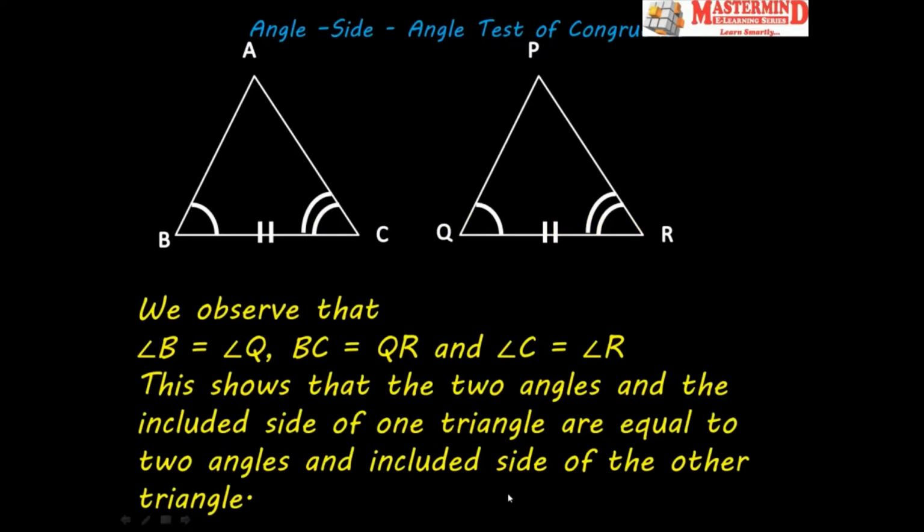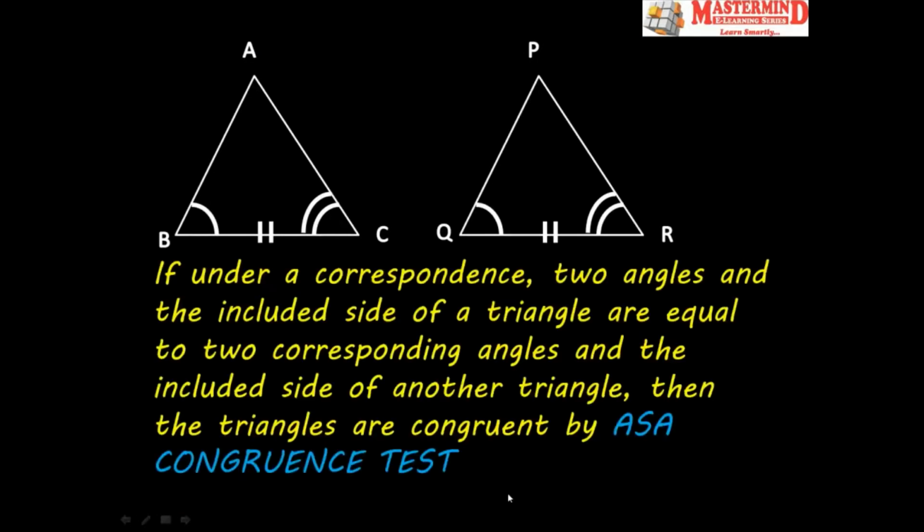So then in such a case, we will define the ASA Congruence Test here. If under a correspondence, two angles and the included side of a triangle are equal to the two corresponding angles and the included side of another triangle, then the triangles are congruent by ASA Congruence Test.